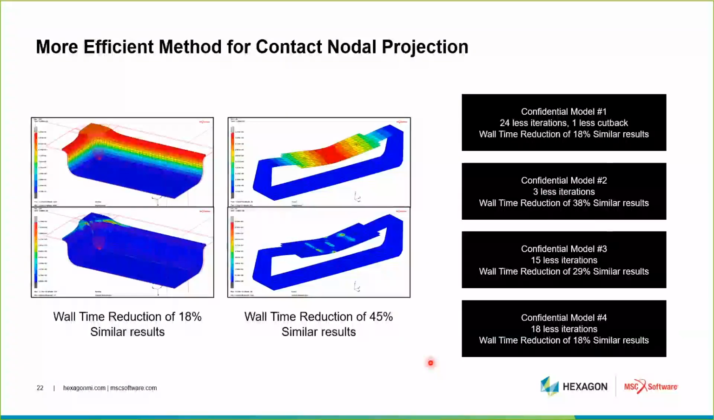And then we get a little more into the nuts and bolts, just making you aware. We did look at the contact nodal projection as well, and we saw that there are some things we could do to improve that. So we made some changes and ran some models. We're getting similar results, but a better time reduction. You don't have to do anything for this. It's just on by default. So even running the same problem in a prior version and this version, you should see a potential reduction in your time.